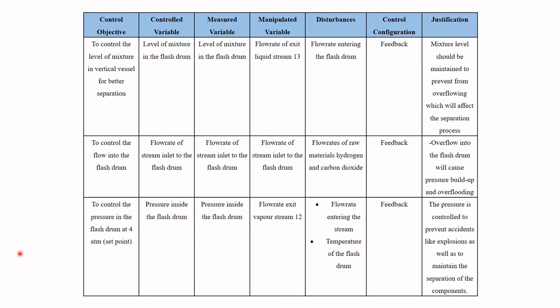Furthermore, the pressure in the flash drum is controlled by measuring the pressure inside the flash drum and manipulating the vapor stream that exits the flash drum to prevent accidents like explosion, as well as to maintain the separation of the component. The control configuration for all the control objective is feedback control because system output is measured and the input is manipulated to drive the process variable towards the desired point.